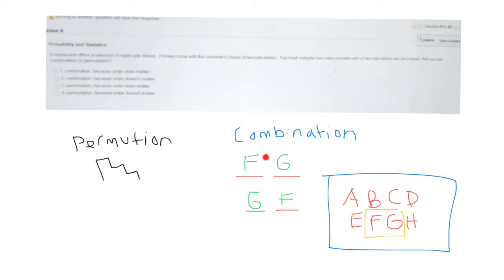It's still the same 2 side dishes. We're only interested in whether or not you end up with the same 2 side dishes. The order by which you list them does not matter. Let's say F is broccoli rabe and G is mashed potatoes. Well, if you end up with broccoli rabe and mashed potatoes as your 2 side dishes, those are your 2 side dishes. Does it matter if you listed mashed potatoes first and broccoli rabe second? No, you still have the same 2 side dishes, right?